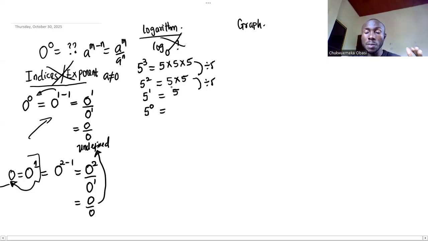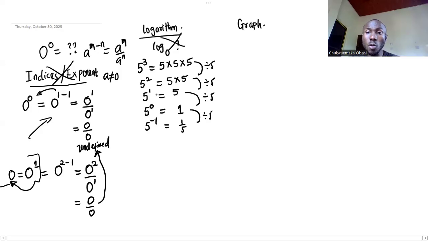So the progression is consistent in that order: divide by 5 to get the next power of 5. That means if I want to get 5 to the power 0, I need to divide this by 5, and that will give us 1. We are good with that. We know every real number to the power 0 is 1. But we are not sure about 0 to the power 0 yet. Again, you can also see that 5 to the negative 1 is dividing 1 by 5, and that will give us 1 over 5.